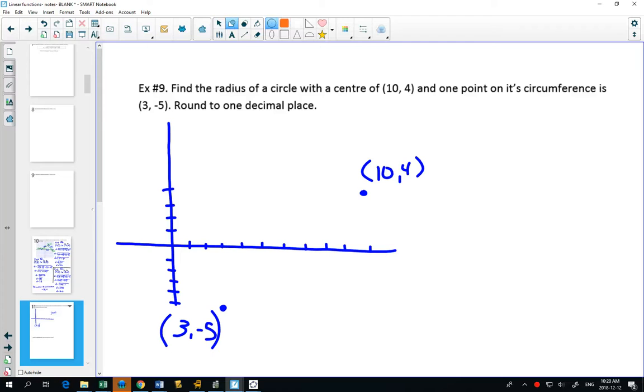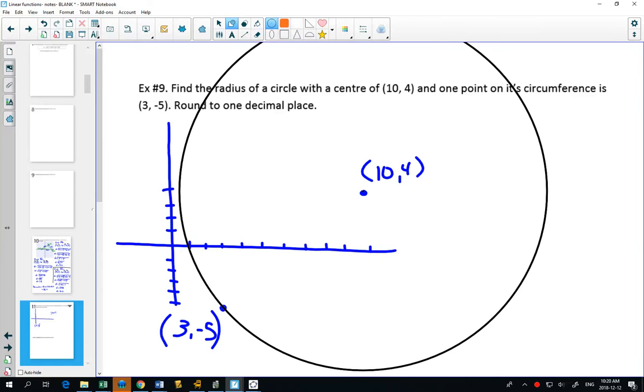So if you have a really fancy circle drawing tool, you can just do that. There's a picture of what's happening. We've got the center at 10, 4. We've got a point on the circumference of our circle at 3, -5. We want to find the radius. What is a radius of a circle? Half the diameter. Oh, I thought you said it is the diameter. No. And how could I draw a radius on the circle here using the information that I'm given?